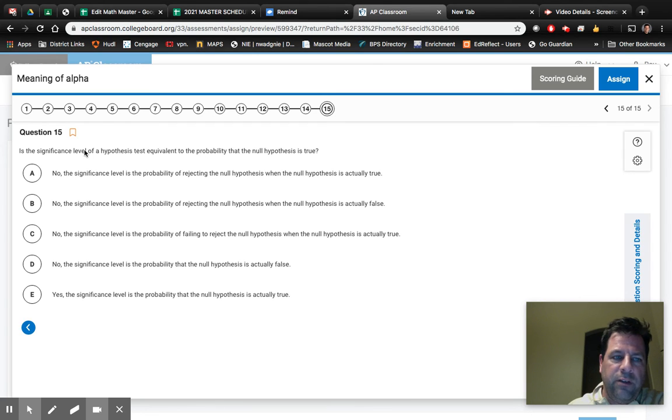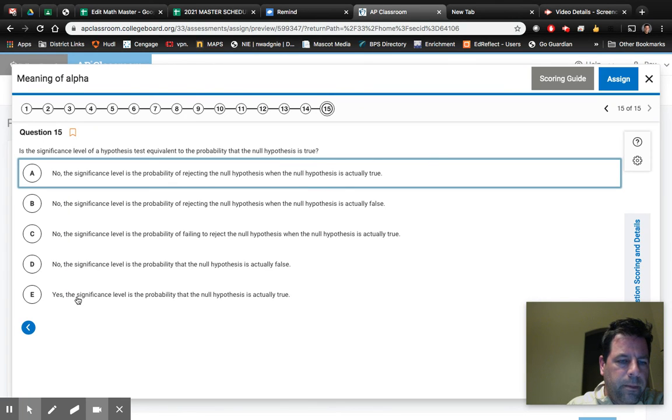Is the significance level of a hypothesis test equivalent to the probability that the null hypothesis is true? Type 1 is, what do? That's when you reject a true null. No, the significance level is the probability of rejecting the null when the null is actually true. I like that.